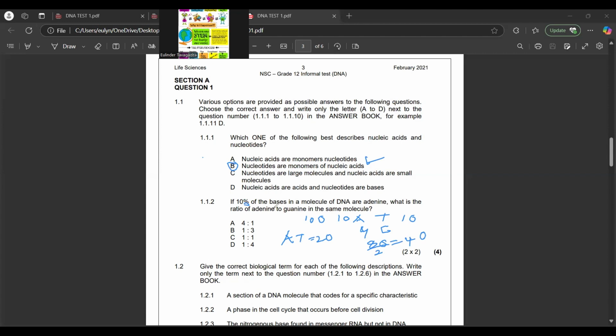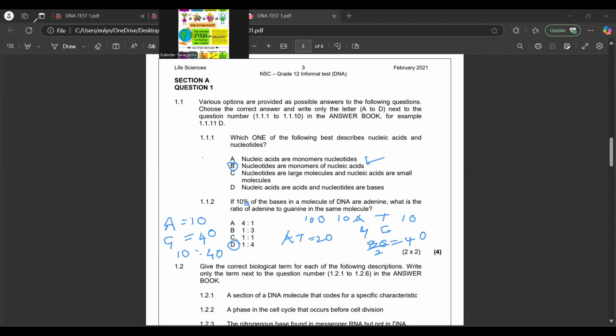Now the question is asking adenine to guanine. If A is 10%, then guanine is 40%. What is the ratio? The ratio is 10 is to 40. So 10 is to 40 is the same as 1 is to 4. So our answer becomes D. I hope you understand. We are done with this one.